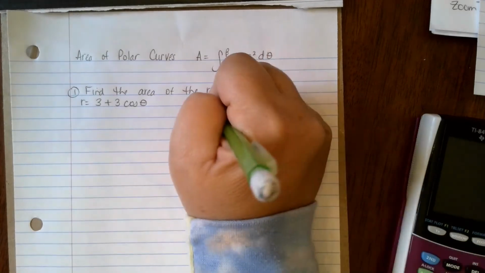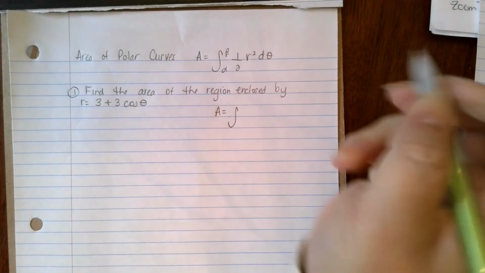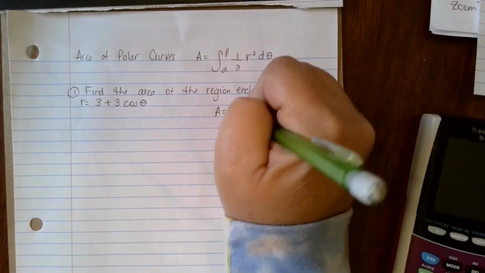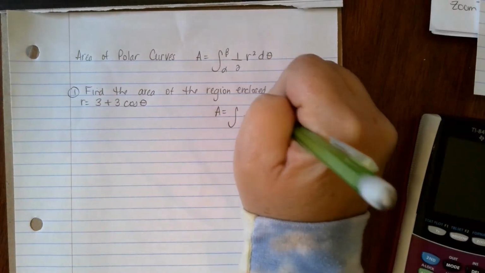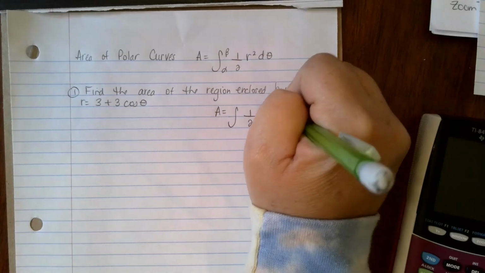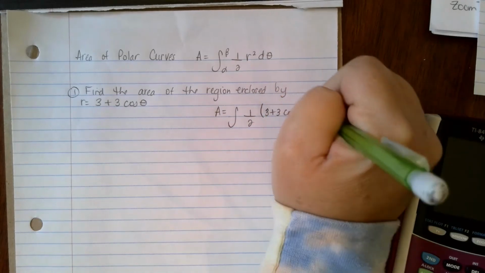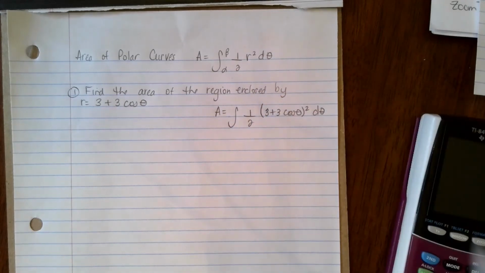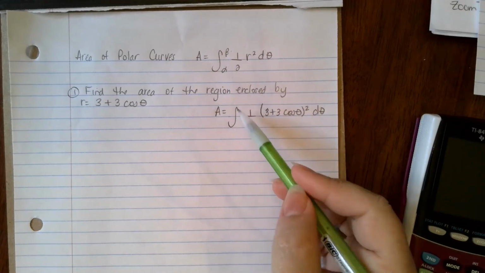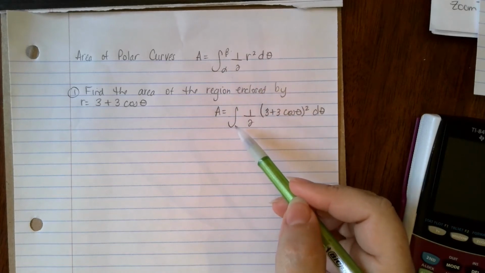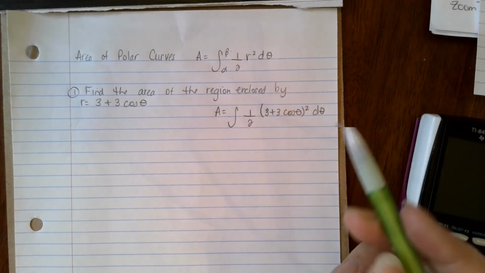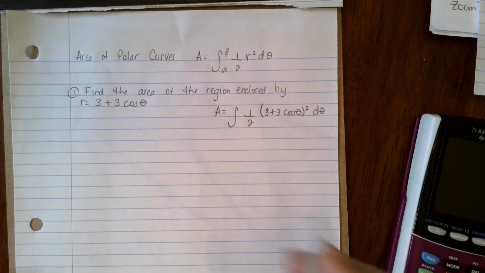Now, you actually know the whole beginning part of this. You know the 1/2, you know the r. The only thing you don't know is what the alpha and the beta are. Okay, so you need to know where you're going to start and where you're going to finish. So the way we do that is we actually graph this thing.